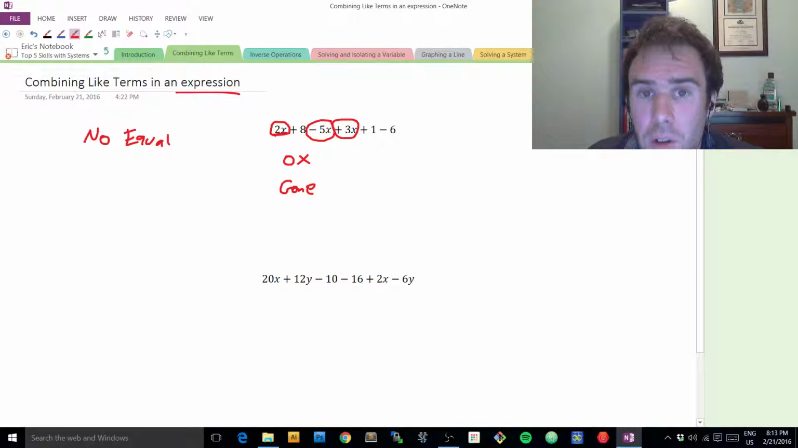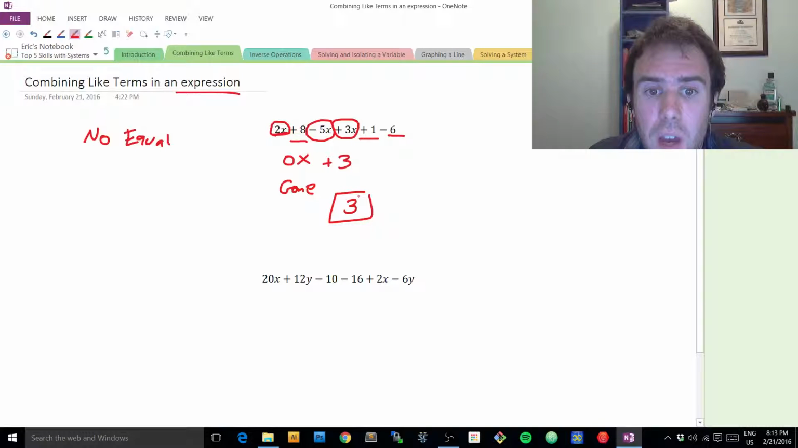Now if I look at my other numbers, let's see how they combine. We have a plus 8 plus 1, which makes 9, and 9 minus 6 would be 3. So overall, when it's fully simplified and all of my like terms have been combined, I just literally have 3. Our x's canceled out.